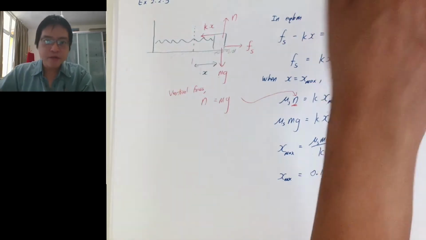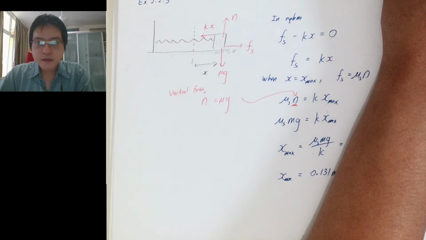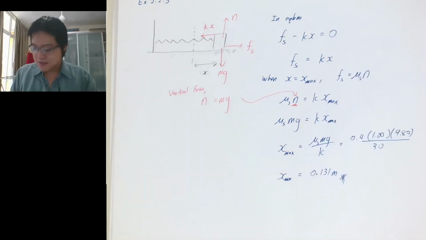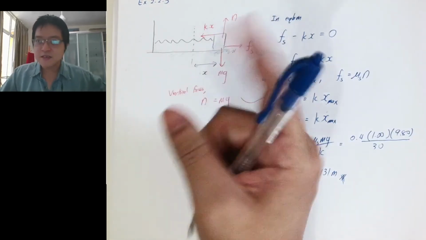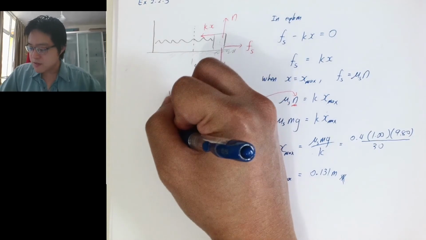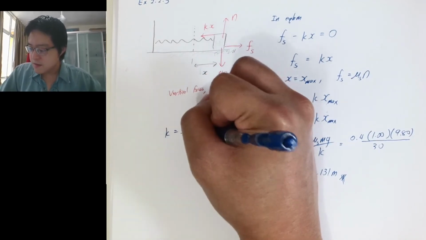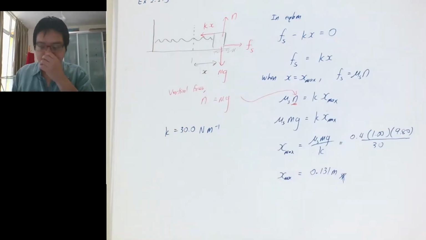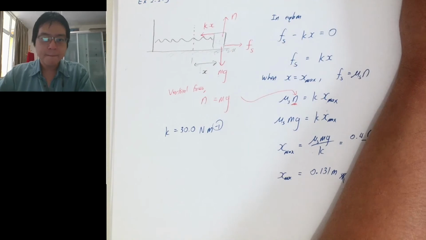There's a typo in the unit of spring constant. Let's see. Oh yeah, newton per meter. You're right, Kaheng, thanks. So the spring constant is newton per meter, right? So k is 30 newton per meter. Thanks, so I will fix this.